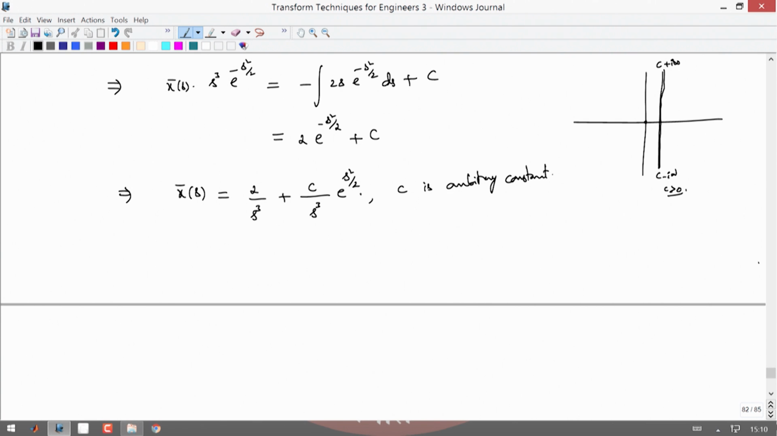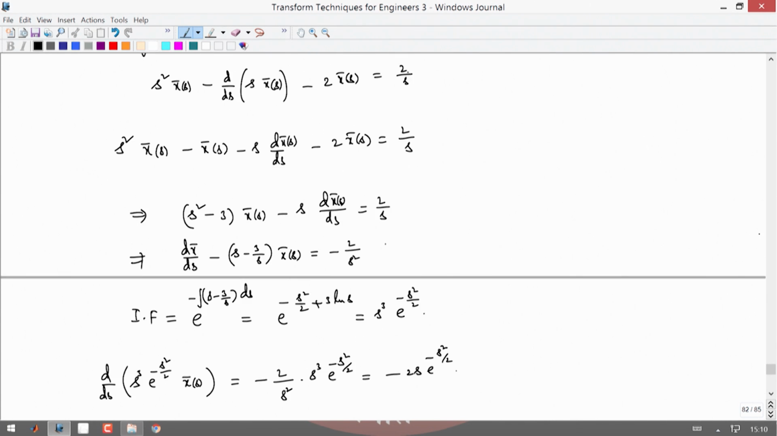Or otherwise you can get x of t directly. So, 2 by s cube is actually your t square. So, Laplace inversion of this is your t square plus c times Laplace inversion of e power s square by 2 by s cube. So, this is a function of t.